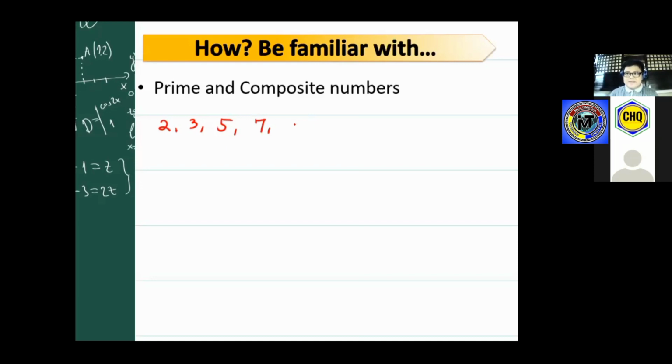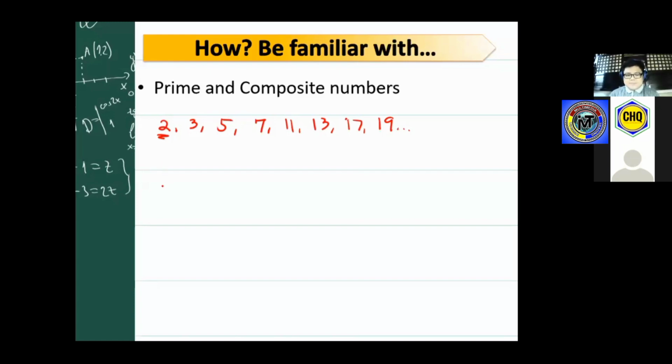Hindi rin lahat ng even ay composite. Always remember 2 is the only even prime. Siya lang yung nag-iisang even na prime. So we have 2, 3, 5, 7. Then after that, we have 11, 13. Then after 13, it's not 15, it's not 16, it's 17. Then 19, and so on. As much as possible, kailangan alam natin ang maraming mga primes, kasi maaari silang lumabas.